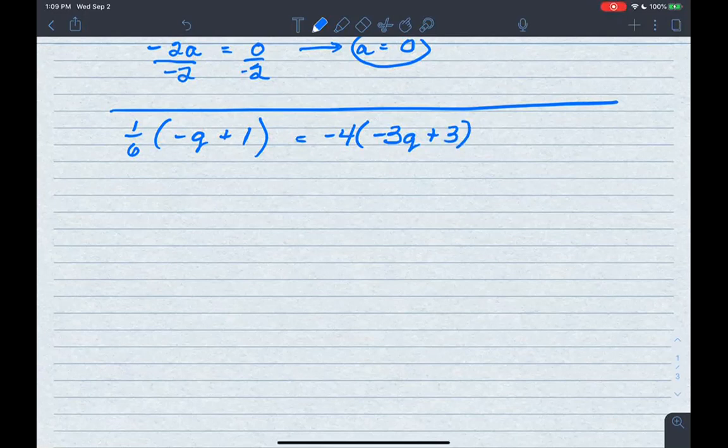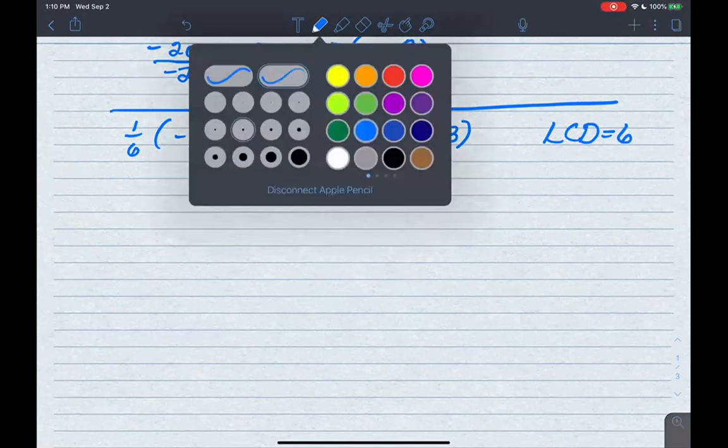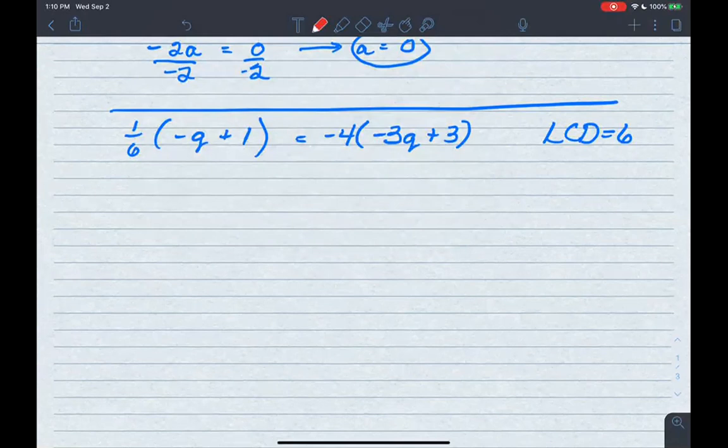So again, you kind of have options, but my plan is always to get rid of the fractions first. So I would start by multiplying by the least common denominator, which is 6. That's just sort of how I like to work things. I like to get rid of the fractions first because they're really the most problematic. So left-hand side, I'm going to multiply by 6. Right-hand side, I'm going to multiply by 6.